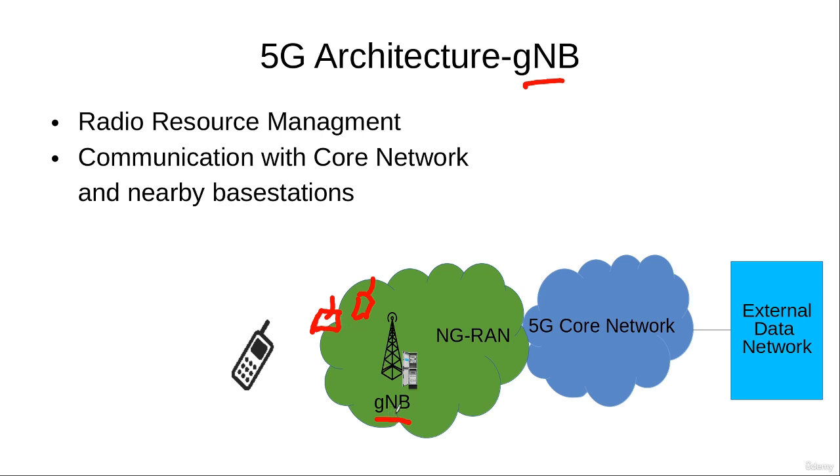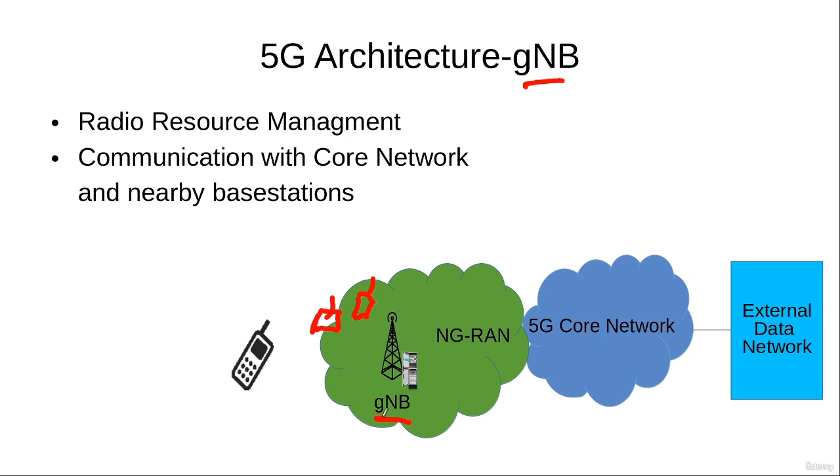Similarly, the gNB also needs to decide at what power it is going to transmit towards the mobile and at what power the mobile is going to transmit towards the gNB. This is called power control, and the purpose of power control is that there is not too much interference for the other user equipments that are nearby and which are using the same wireless channel.